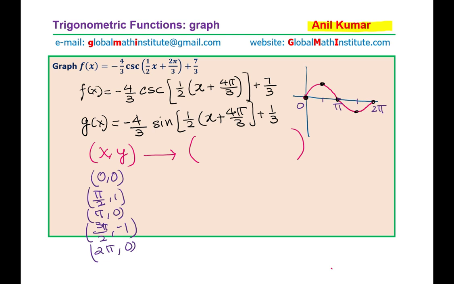Now, after getting these points, we need to understand the transformation. The horizontal value gets modified because of these two parameters. So let me include them. It becomes 2 times the x value minus 4 pi by 3, correct? That is phase shift left. And as far as the y values are concerned, we need to multiply by minus 4 over 3, the y value, and add 1 over 3. Correct. So that is how you're going to do it.